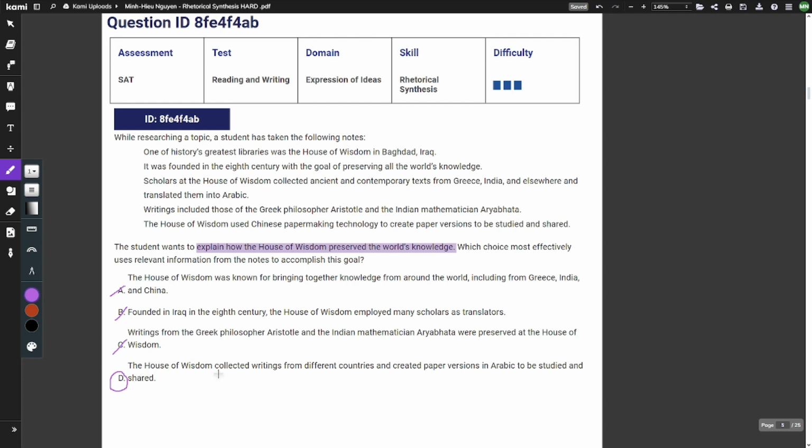The House of Wisdom collected writings from different countries and created paper versions in Arabic to be studied and shared. So yeah, it talks about how they got writings from different countries, so that's where they got the world's knowledge. And then they created paper versions in Arabic, and that's how they preserved it. They translated it to Arabic, and then they made it paper versions to be shared.